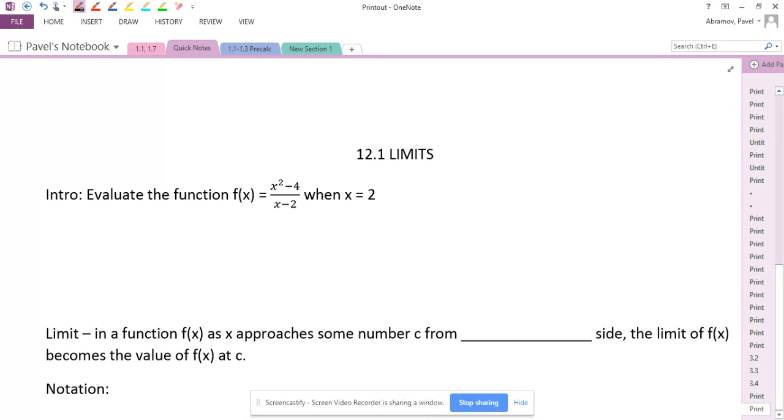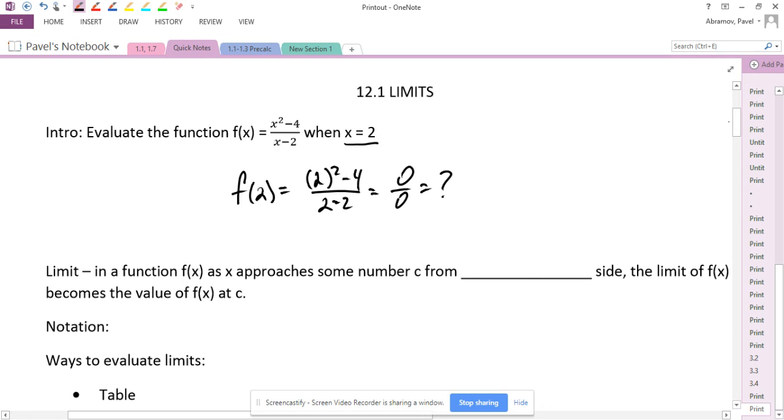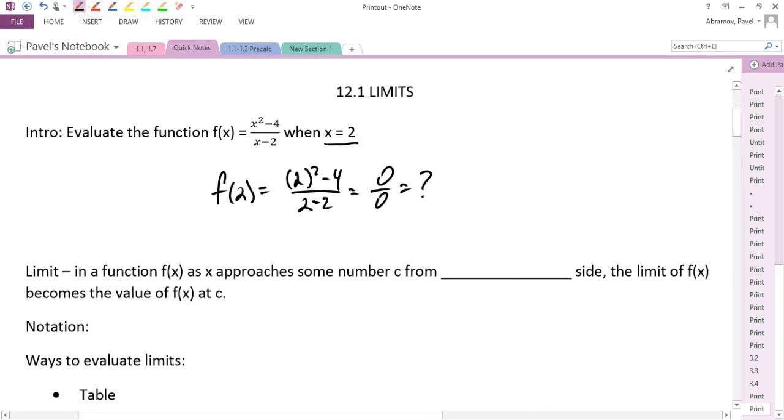So, let's say we want to evaluate the function f of x equals x squared minus 4 over x minus 2 when x is equal to 2. Well, we will substitute 2 in for all of the x's, and we'll have 2 squared minus 4 over 2 minus 2. Well, that gives us a problem because we have 0 over 0. We have no idea what that equals, so we cannot evaluate this. But that's where limits come in helpful, because they will help us to find the value of this function.